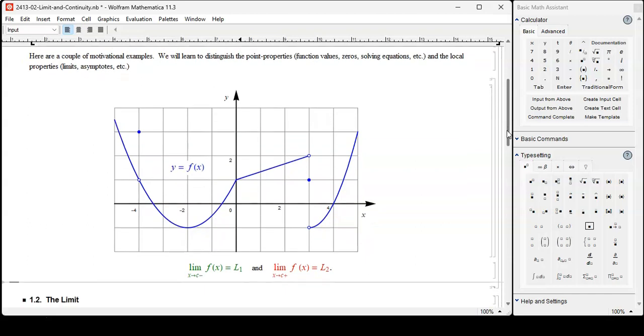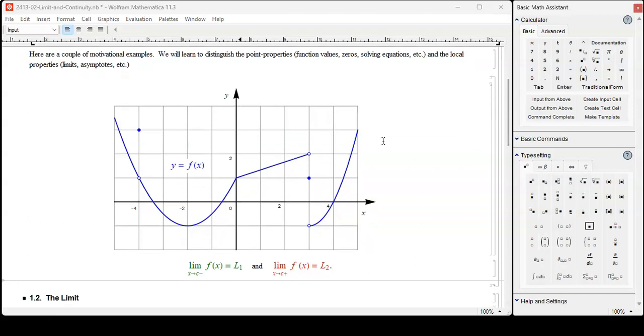Okay, and then let's bring back those arrows again. So green, following the graph from the left hand side. Red, following the graph from the right hand side. See the difference?